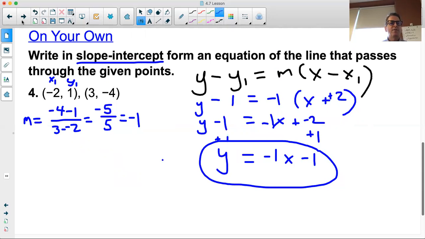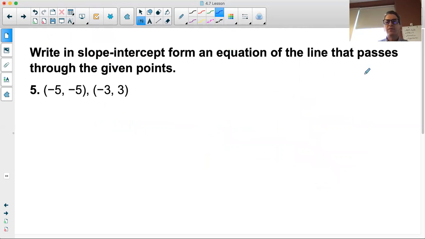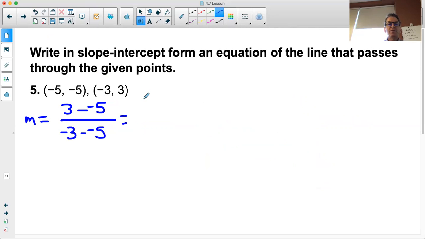All right, number 5. Again, write in slope-intercept form an equation of the line that passes through the given points. So if you look at these 2 points, our first step is to find the slope, 3 minus negative 5, divided by negative 3 minus negative 5. And that's equal to, this is adding 5, so it'd be 8. And negative 3 minus negative 5 would be negative 3 plus 5, which puts you at positive 2. So 8 over 2 is equal to 4.